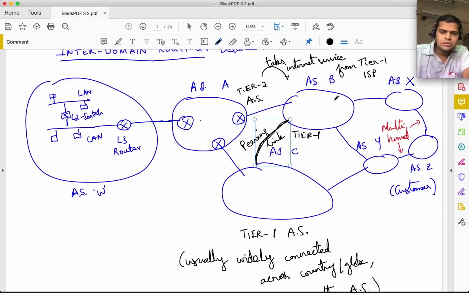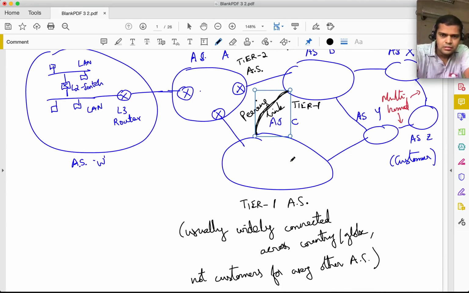So these are both tier 1 ISPs. So they are called peers. They are sort of equals, and they are not paying each other, but still, out of goodwill, they have this peering link between them.